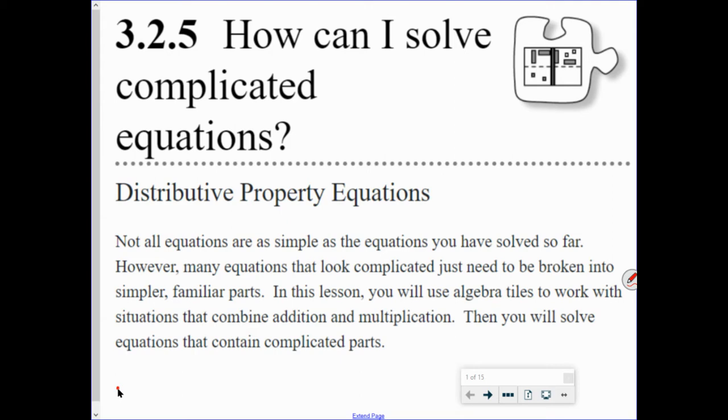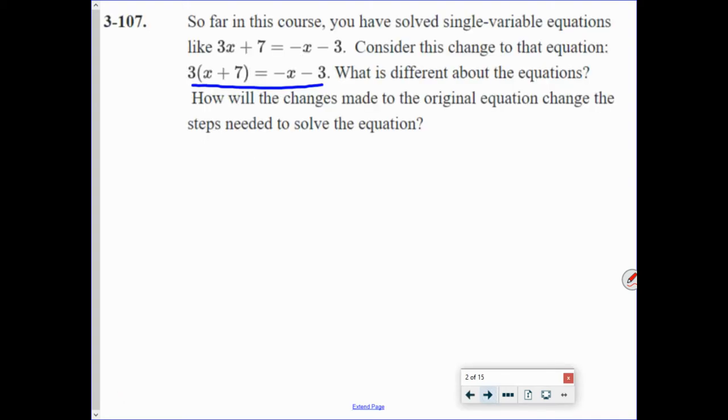In this lesson, you will use algebra tiles to work with situations that combine addition and multiplication. Then you will solve equations that contain complicated parts. All right? And so here we go. Lesson 3.2.5, problem 107. So far in this course, you have solved single variable equations like 3x plus 7 equals the opposite of x minus 3.